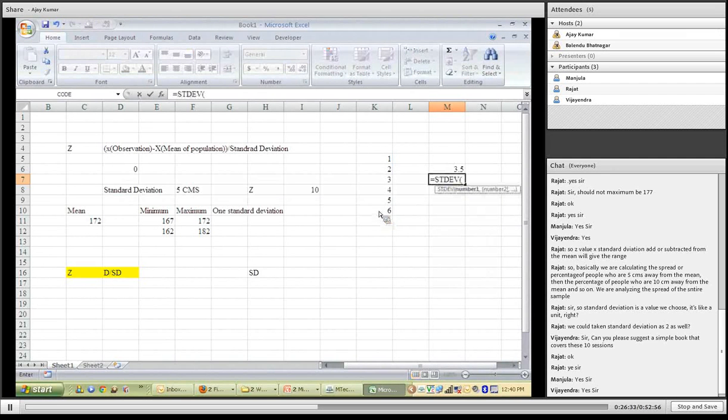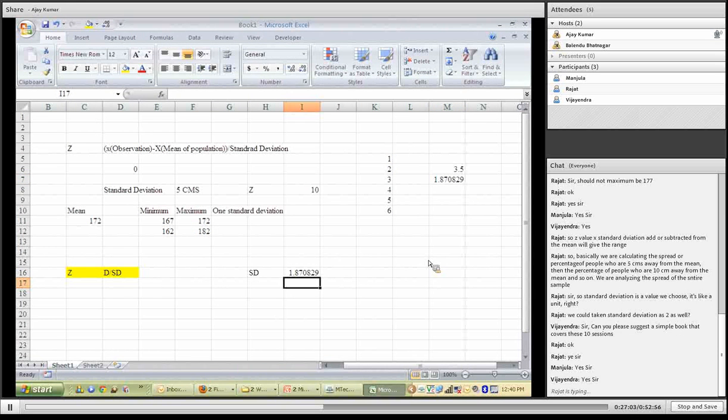So the standard deviation of this is 1.87. That means that almost 68% of these observations lie between 3.5 minus 1.87 and 3.5 plus 1.87. So that is the explanation from the point of view of normal distribution. But what is this 1.87? That is what we are trying to understand. That is the SD, which is 1.87 for this data. So what is this 1.87? That is what we are trying to understand.